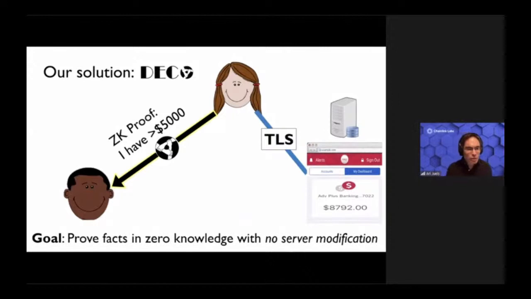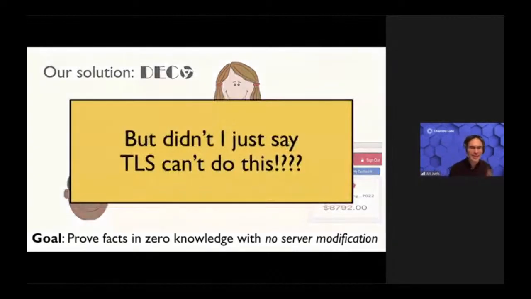And we would like to do this with no modification to the server. That way we can build on legacy infrastructure. But wait a minute, didn't I just say that TLS can't do this? I did, but Deco sidesteps the limitations of TLS using some tricks I'll now explain.